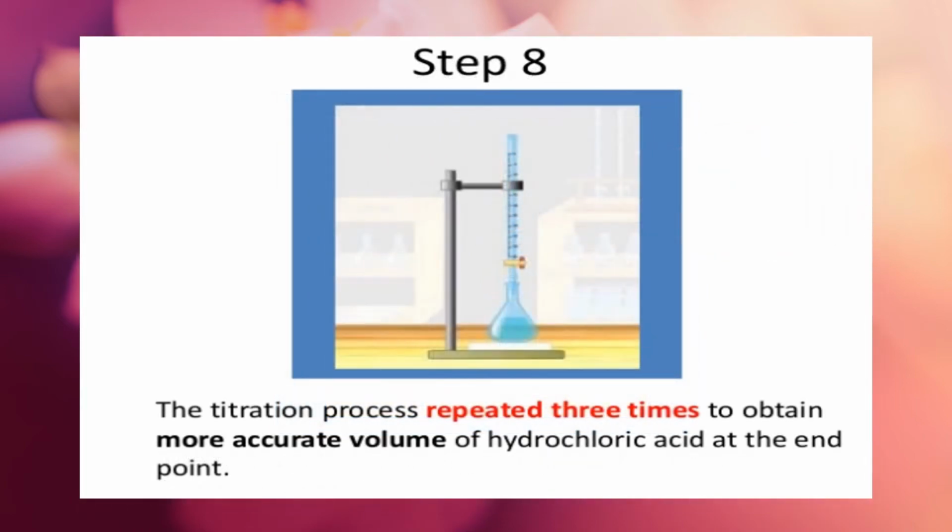Repeat the process 3 times to obtain the most accurate volume of hydrochloric acid at the end point. If the salt is required, the titration is repeated without the indicator, using exactly the same amount of acid and alkali. The salt can be obtained by evaporating the water away. To understand more about the topic, let's see this video.